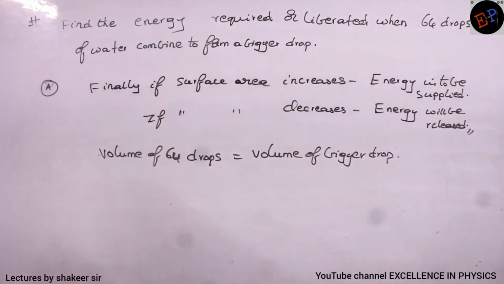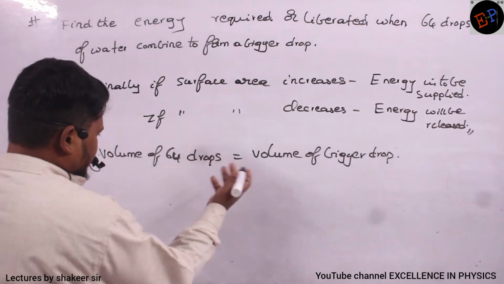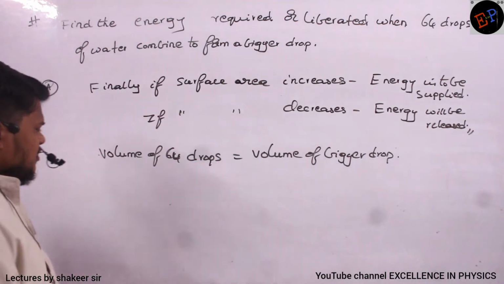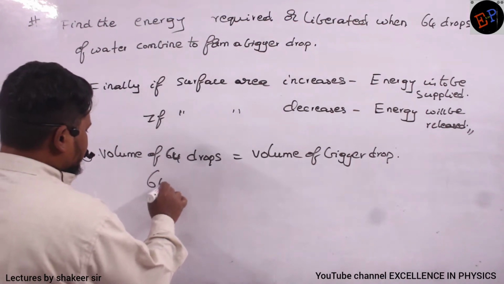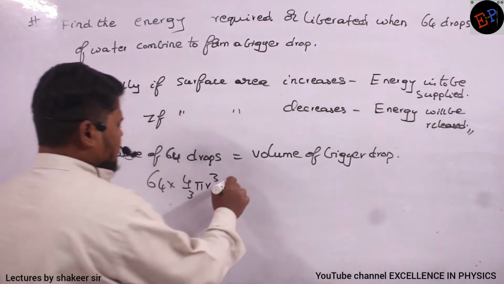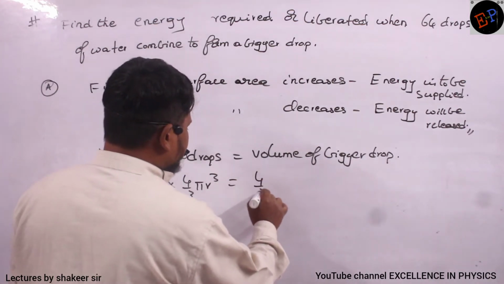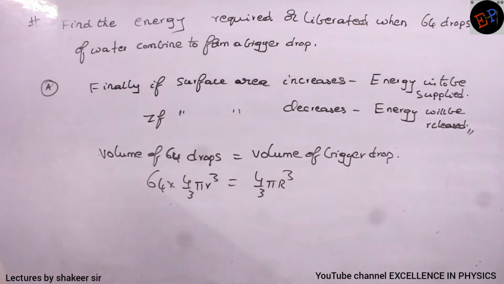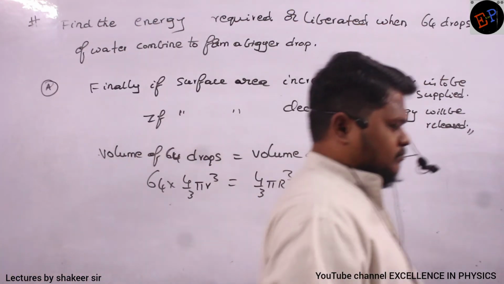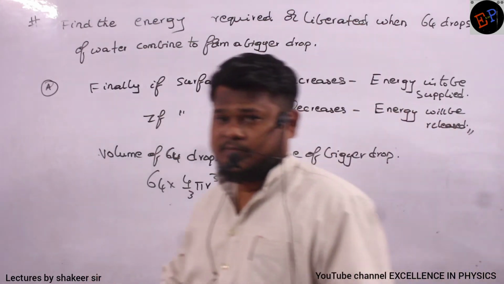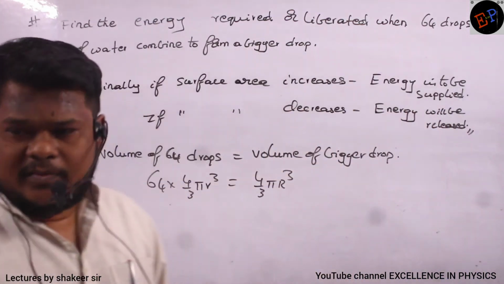These water drops are spheres only. So what is the formula for the volume of a sphere? 64 into 4 by 3 pi small r cube is equal to, since only one single drop is formed, 4 by 3 pi capital R cube. Now what is small r and what is capital R? Small r is the radius of the smaller sphere, capital R is the radius of the bigger sphere.